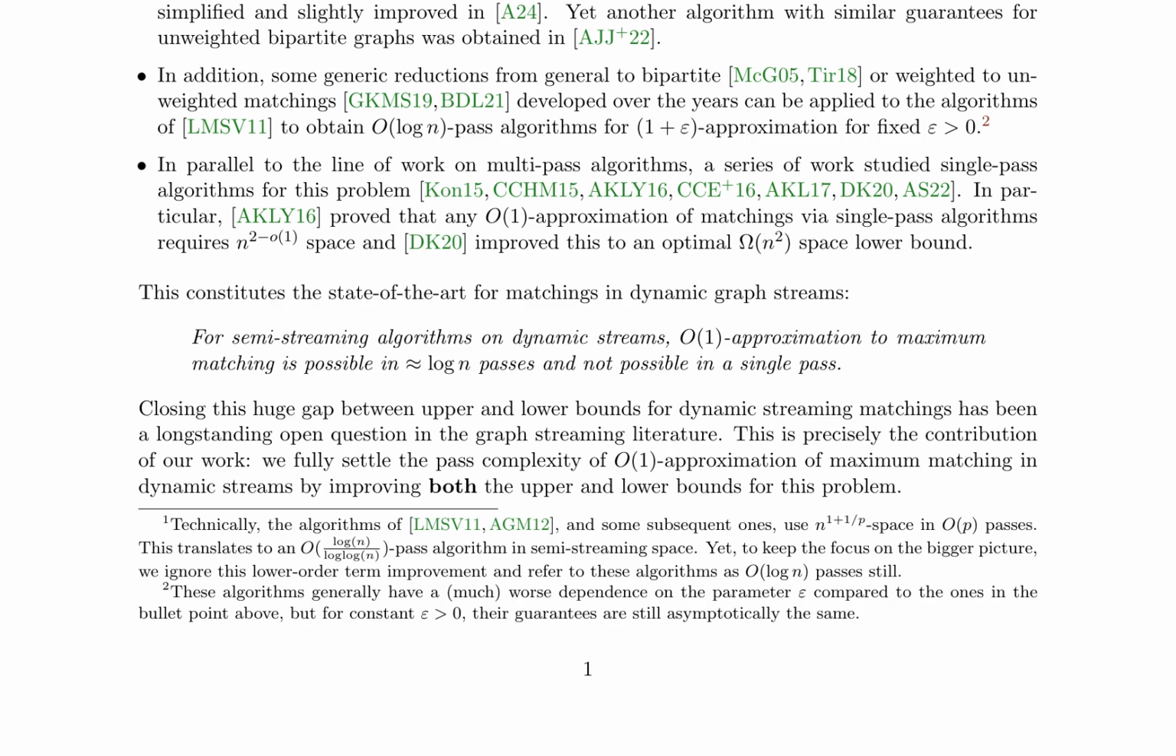This work aims to close the huge gap between upper and lower bounds for dynamic streaming matchings by improving both the upper and lower bounds for this problem. The key contributions include improving the upper bound for approximation of maximum matching in dynamic streams, improving the lower bound for approximation of maximum matching in dynamic streams, and fully settling the pass complexity of approximation of maximum matching in dynamic streams. This work bridges the gap between the upper and lower bounds for dynamic streaming matchings, providing a more comprehensive understanding of the problem and its limitations.